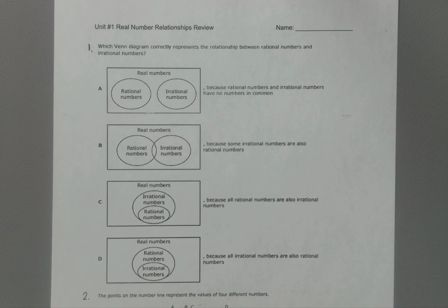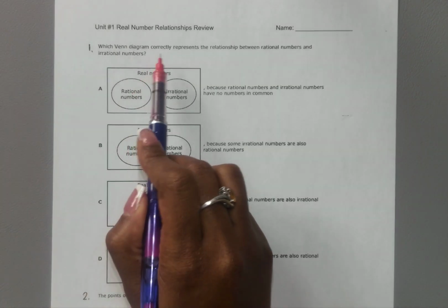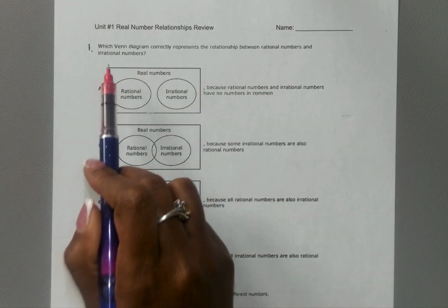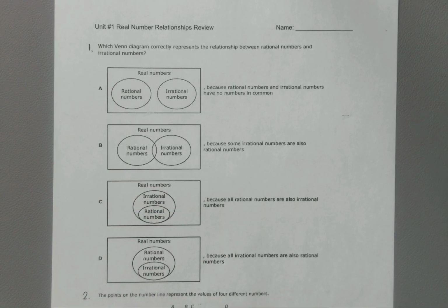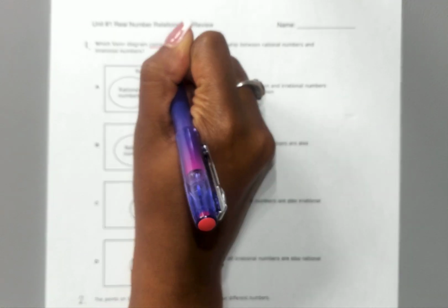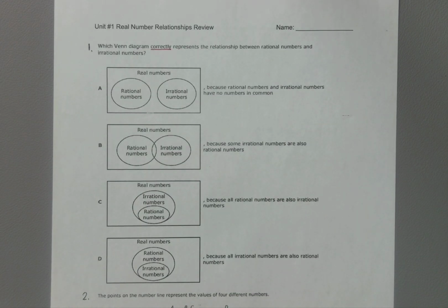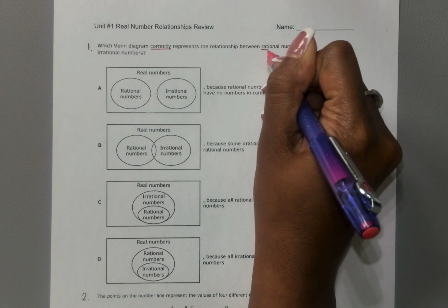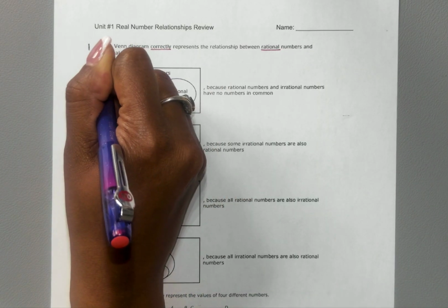The first question reads, which Venn diagram correctly represents the relationship between rational numbers and irrational numbers? So I want to make note that I'm looking for the Venn diagram that is correct. That's important because sometimes it asks us to find the one that is incorrect or not true, so making sure that we're finding the one that is correct. And that's the relationship between rational and irrational numbers.